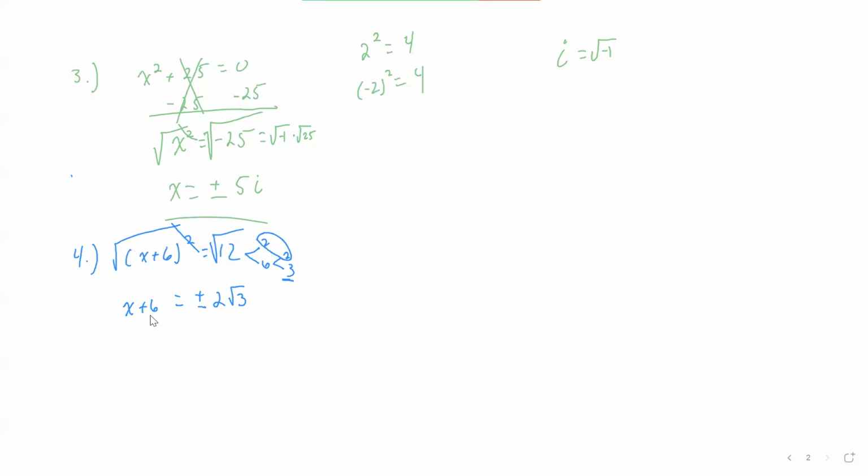And then from here, we're not quite done because we haven't solved for x. I still have to get rid of this plus 6. How do I get rid of the plus 6? Make it a minus. Now here's where it gets interesting. I cannot combine any of these because of that square root. So what we do is we write it as we see it. So -6 plus or minus 2 square root of 3 would be your final answer.